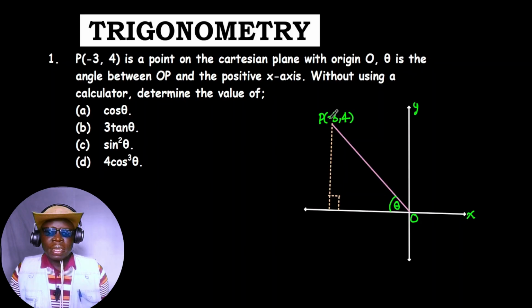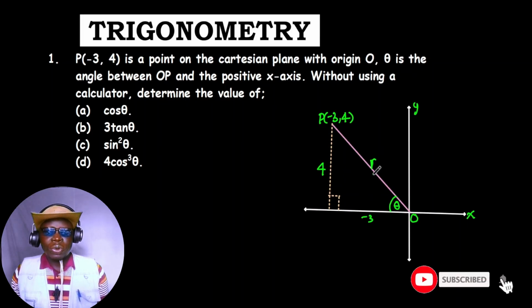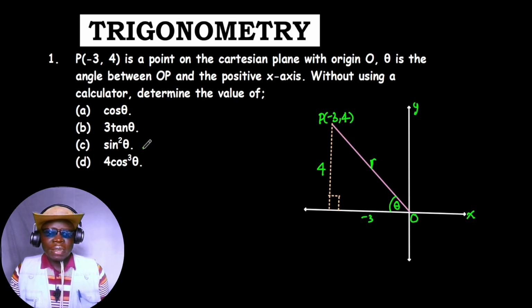Now from here, this -3 is the distance from here up to there, and that is the adjacent. And we have 4 as the opposite, and that is 4 here. Now we don't know the hypotenuse, and always in the Cartesian plane we represent it with the letter R. So firstly, we need to get that hypotenuse because sine and cosine use the hypotenuse. So let's go ahead and do it right away.